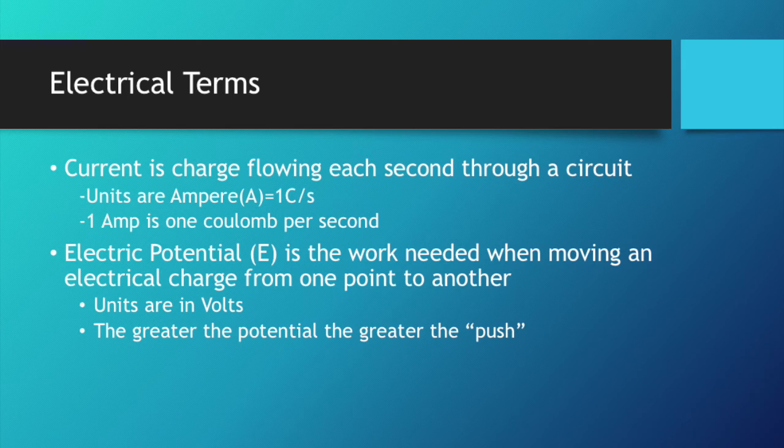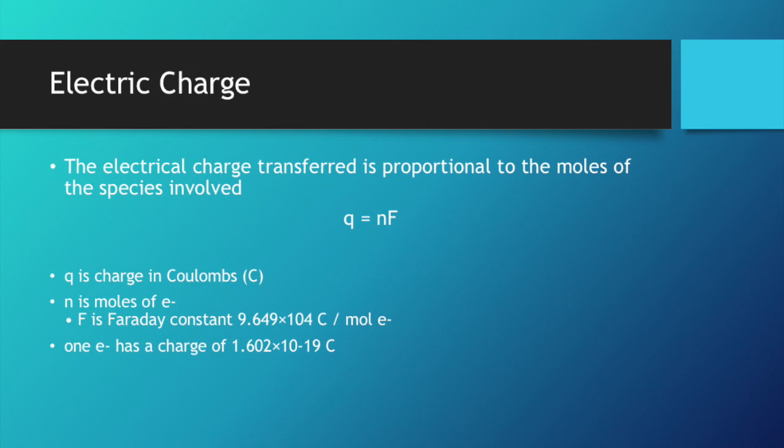You'll find later in this presentation, electric potential is the work needed when moving electrical charge from one point to another through a circuit. They're found in units of volts, and the higher electrical potential you have, the greater the push, the more work you can do with that potential. Okay, so this chapter is chock full of different equations you can utilize to determine which way a reaction is going to flow, how the electrons are going to flow, and this equation is just the beginning.